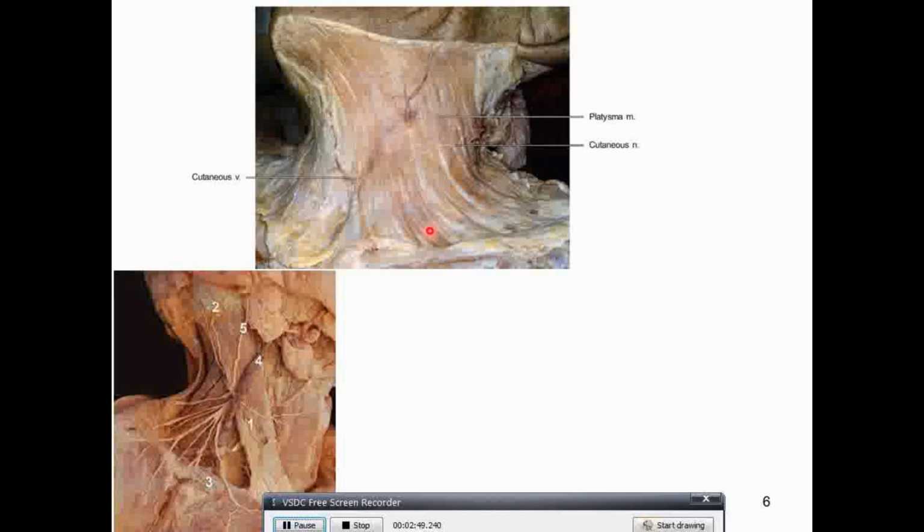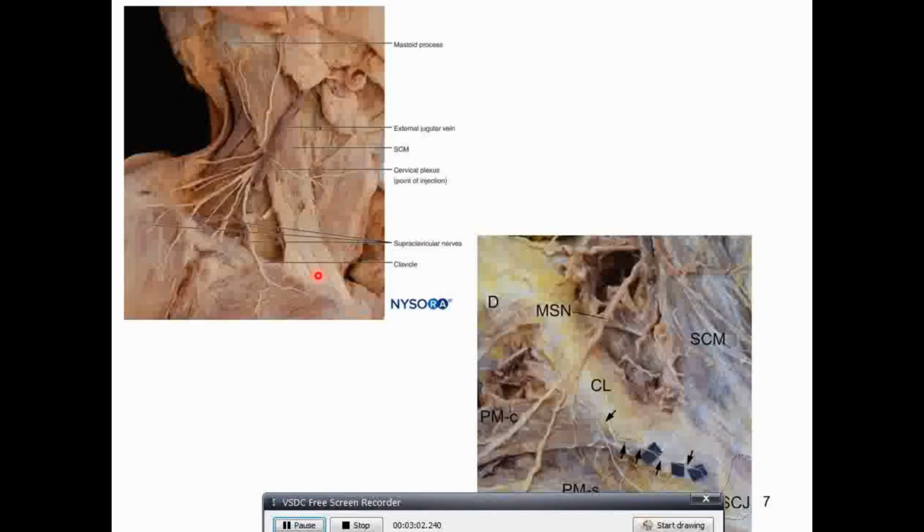Platysma is a thin sheet of muscle which is located in the superficial fascia of the pectoral region. It extends up to the base of the mandible. Identify the medial, intermediate and the lateral branches of supraclavicular nerves. Medial, intermediate and the lateral branch of supraclavicular nerves which are passing superficial to the clavicle.